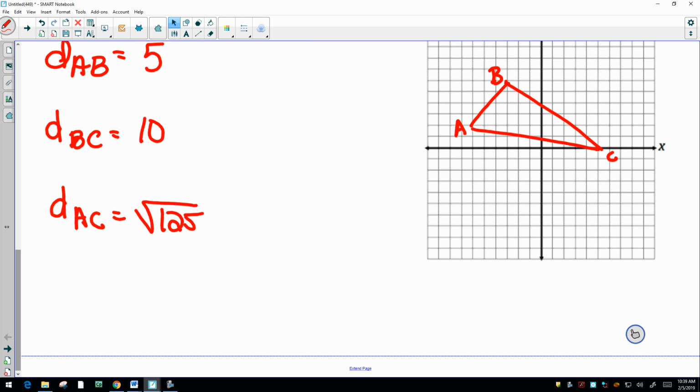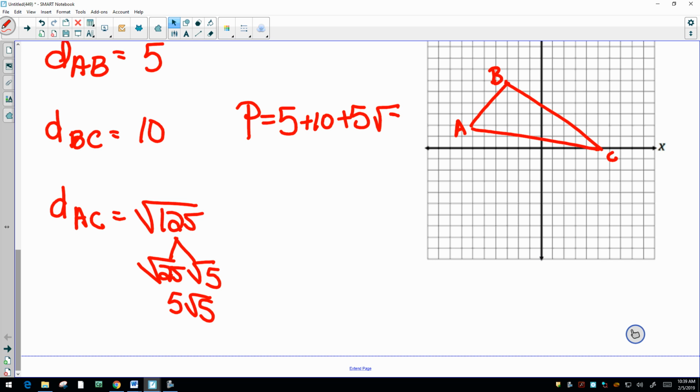So let's think of that process. I want two numbers that multiply together to be 125, where one is a perfect square. I'm going to give you a hint: 25 and 5. What's the square root of 25? 5. So if we add up this perimeter, I have 5 plus 10 plus 5 radical 5. When you simplify this, the only numbers you can combine are the 5 and the 10. Your perimeter turns out to be 15 plus 5 radical 5, and our label here would be units.